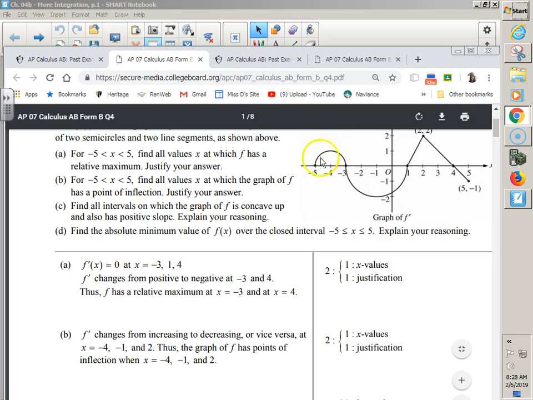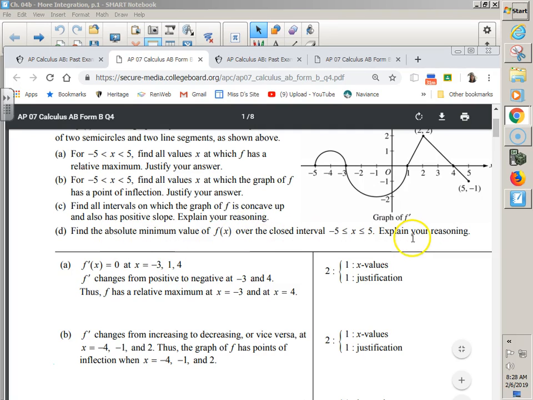But everywhere here, F prime is positive and increasing. Over here, from 1 to 2, F prime is positive and increasing. We can't include from -1 to 1 because F prime is negative, which means F would have a negative slope. So that's why -5 to -4, and that's why 1 to 2.